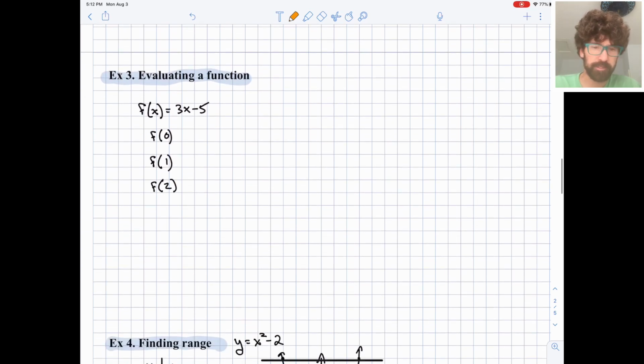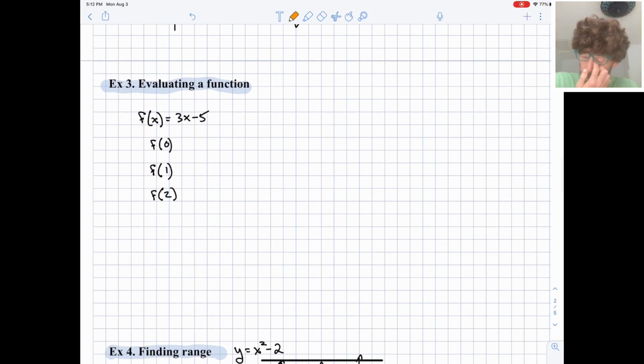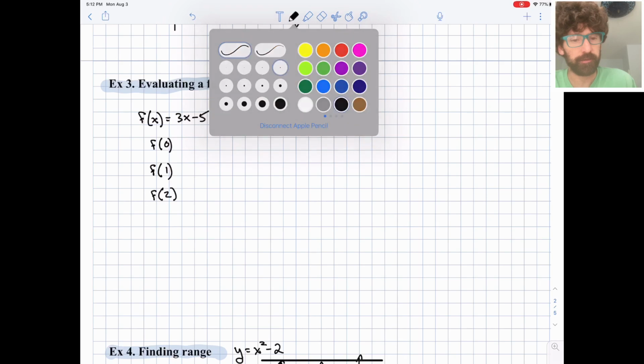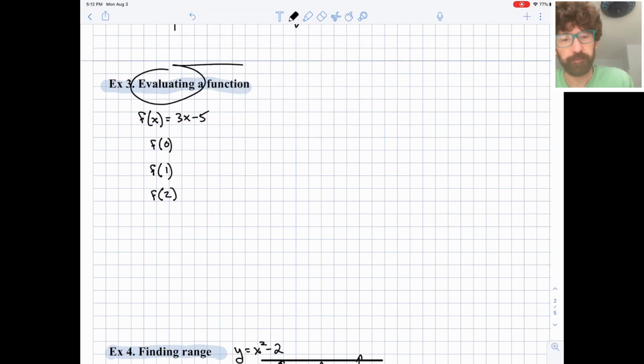Last one, or almost the last one for this guy, I want to talk about evaluating a function. Remember, evaluating just means plugging in. Okay, so here we have our particular function f of x equals 3x minus 5. And that just means that this function's singular job in life is to take whatever it's given, triple it, and then subtract 5. So whatever number we feed it, it will multiply by 3, and then subtract 5.